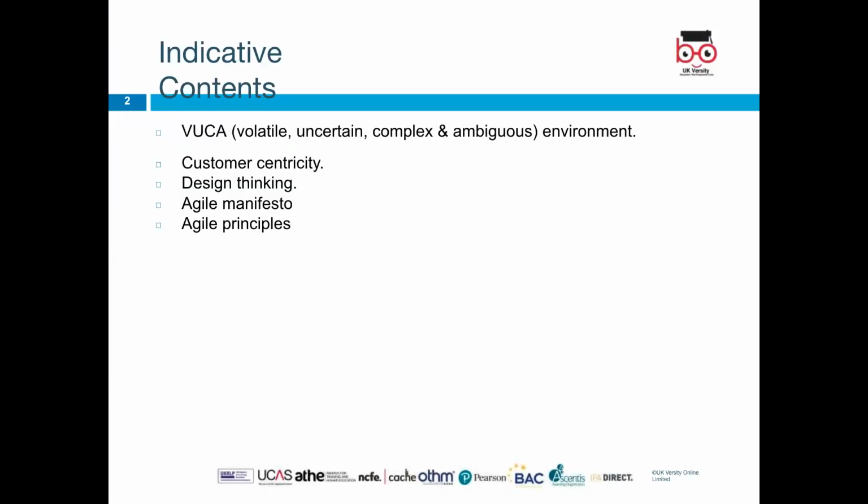So these are the indicative content. We have VUCA, which means volatile, uncertain, complex, and ambiguous environments. Also, we have customer centricity. We have design thinking, Agile manifesto, Agile principles.